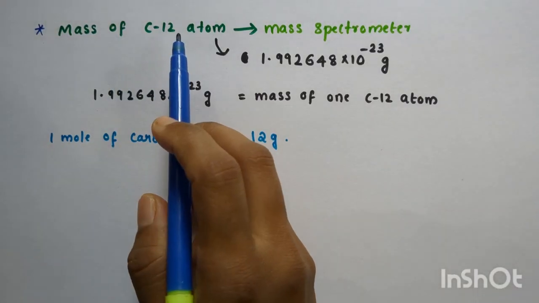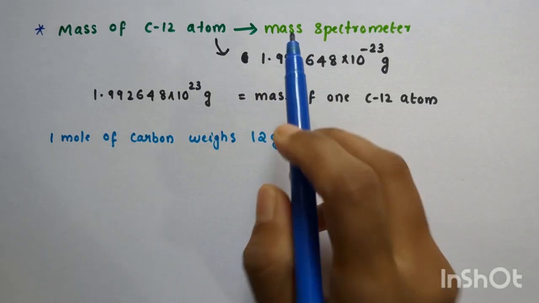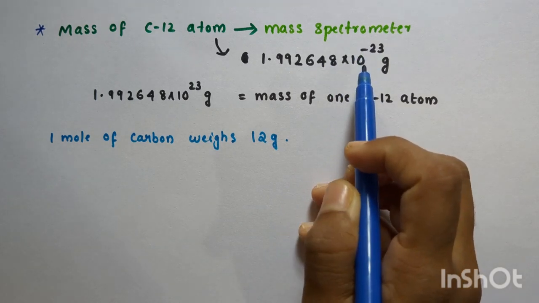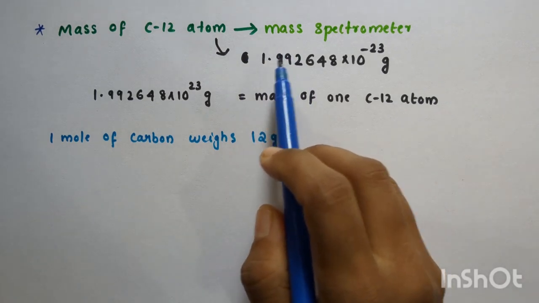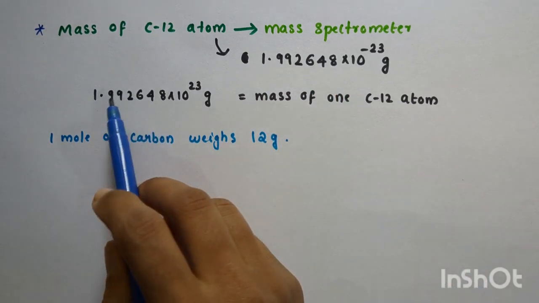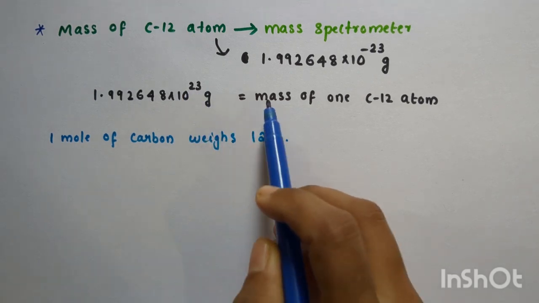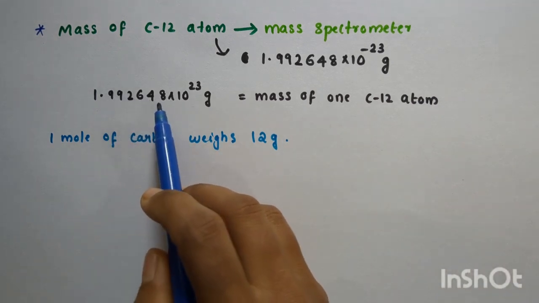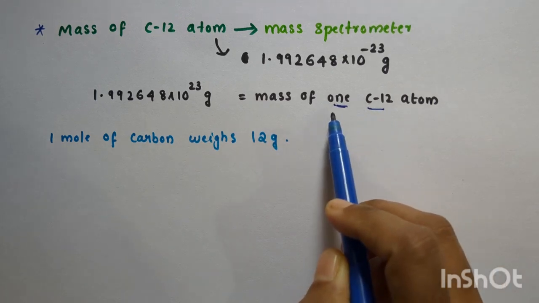The mass of a carbon-12 atom was determined by a mass spectrometer, and it was found to be equal to 1.992648 × 10^-23 gram. That is, the mass of one carbon-12 atom is equal to 1.992648 × 10^-23 gram. That means in 1.992648 × 10^-23 gram, there is 1 carbon-12 atom.